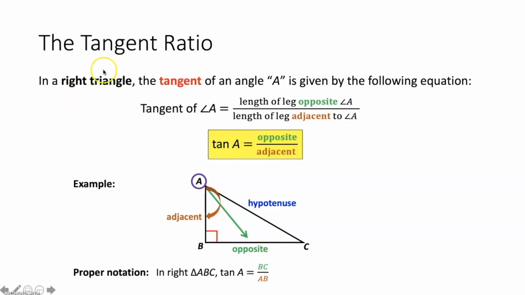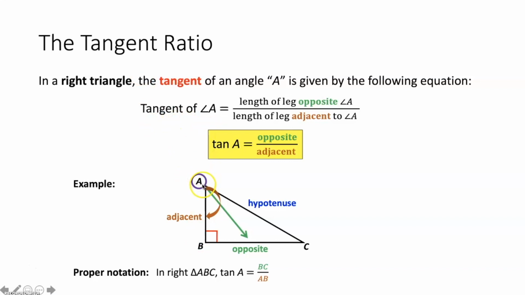So again, important to note, the tangent ratio, just like the sine and cosine ratios, we're talking about right triangles here. Next, it's important to see that in the tangent ratio, we're just dealing with the legs of our right triangle. We're not using the length of the hypotenuse for once.